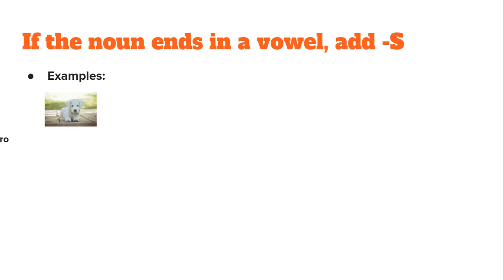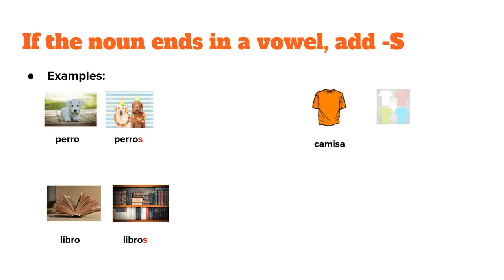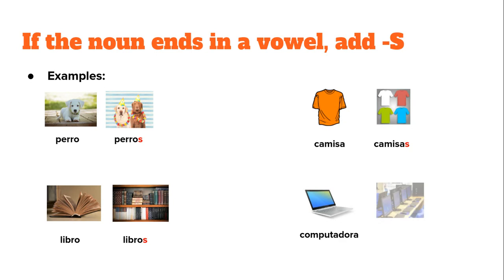Let's look at some examples of these. So when a noun ends in the letter O or any vowel, all we need to do is add an S to the ending of the word. And we have a plural one. For example, perro, perros, libro, libros, camisa, camisas, computadora, computadoras.